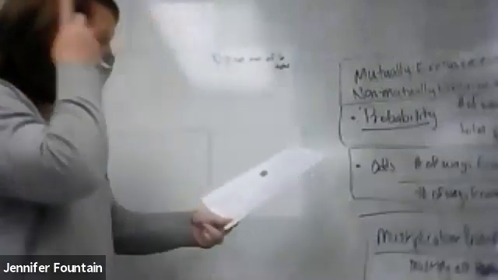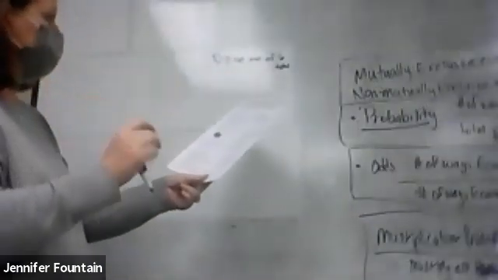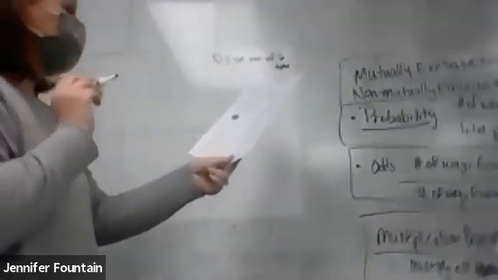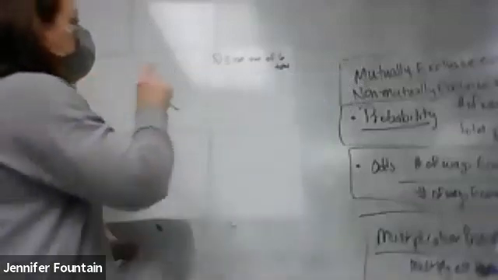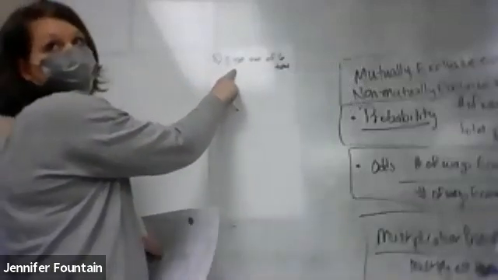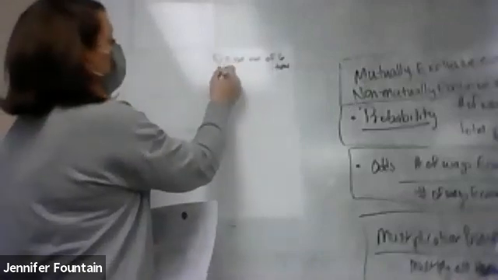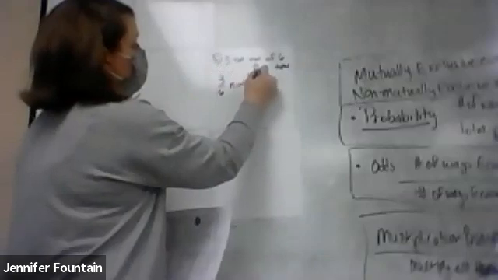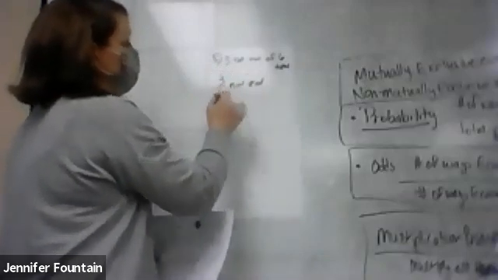All right, so we have 3 out of 6 are red, or 1/2 are red. Probability of choosing 2 marbles in a row that are not red. So if 3 out of 6 are red, how many are not red? 3. Okay, so 3 out of 6 are not red. So that equals 1/2 as well, right?